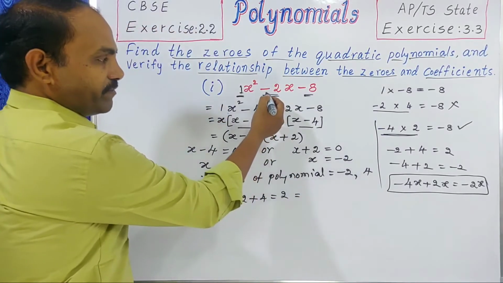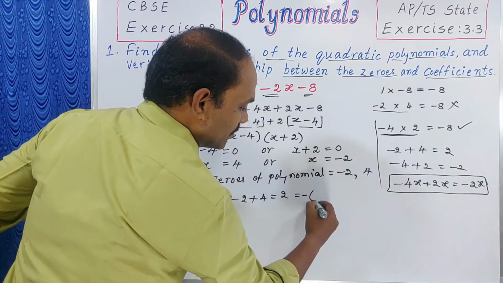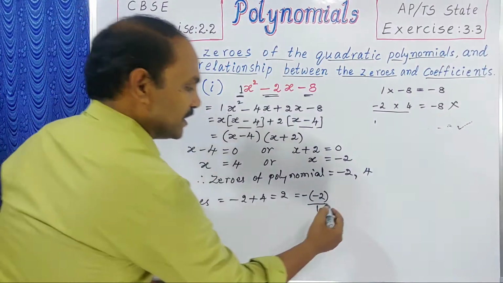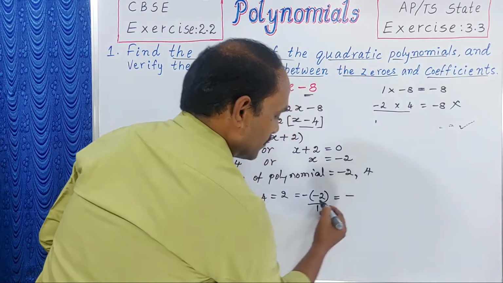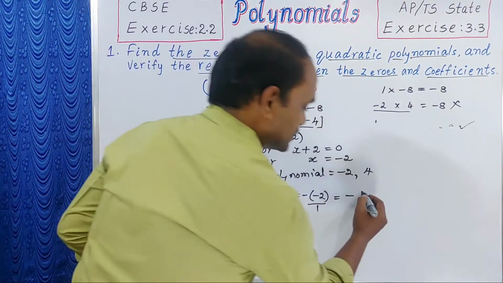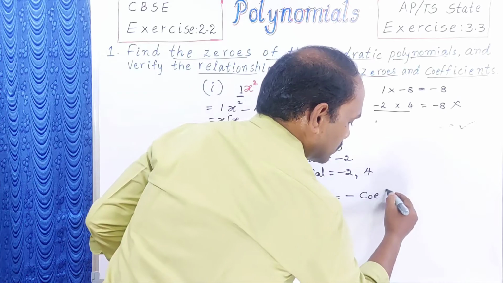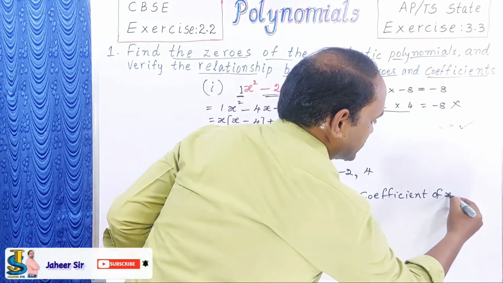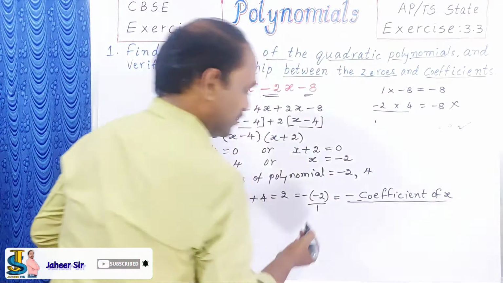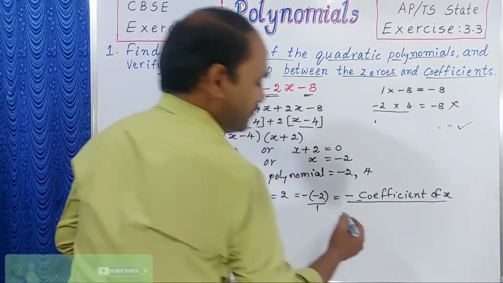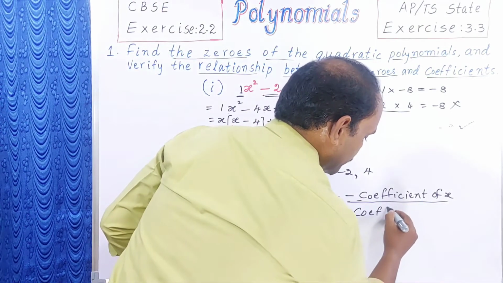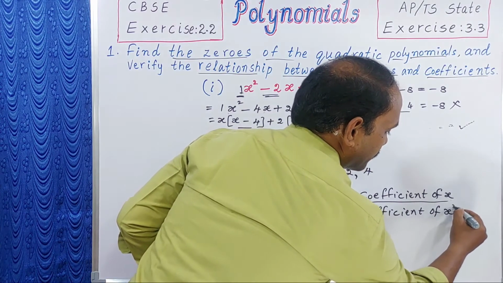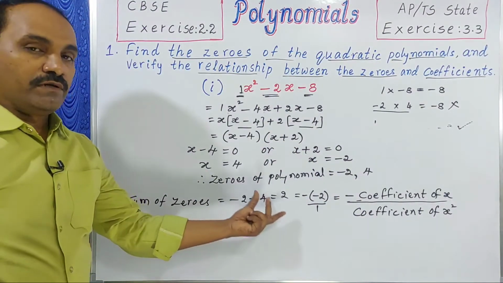But here in the middle, minus 2 is there. That's why we should write minus of minus 2, and then nothing is there means 1. Then minus 2 means the coefficient of x, divided by 1, which means the coefficient of x square. Now this is the relation between these two.